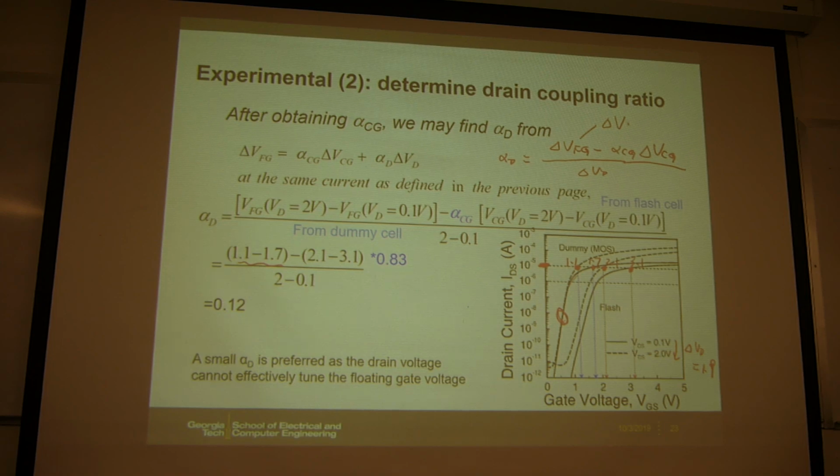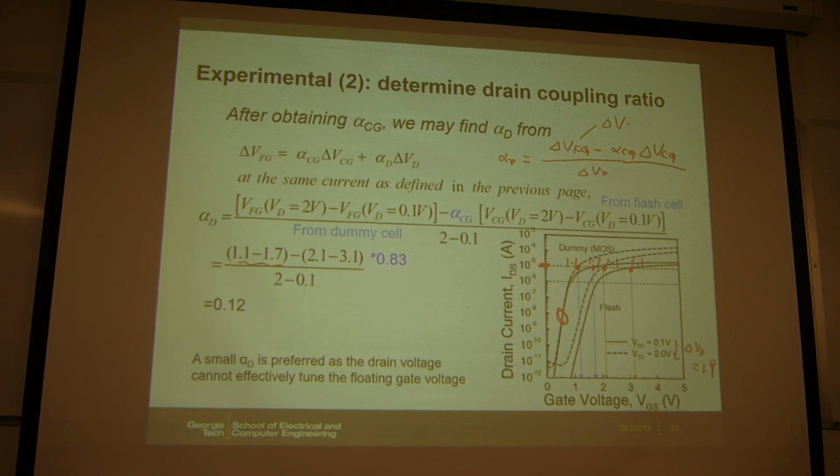So I think you have to review this after class. And you have a homework on this floating gate versus the conventional MOSFET. So we will post that. And the conclusion here is the drain coupling ratio is smaller. Of course, this is what you want, because you want the drain voltage to be less effective than the gate voltage, the control gate voltage, to tune the floating gate potential.